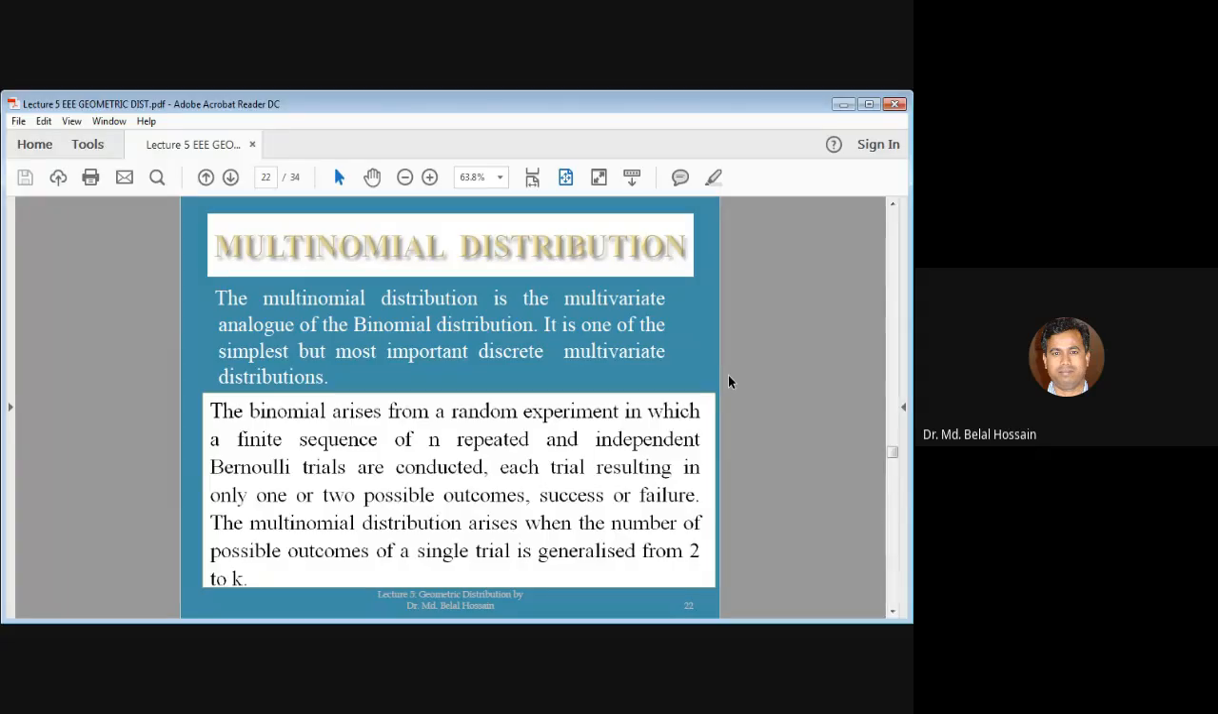Our next distribution is multinomial distribution. So this is the generalization of binomial distribution. The multinomial distribution is the multivariate analog of binomial distribution. It is one of the simplest but most important discrete multivariate distributions. Binomial distribution we had two possible outcomes.